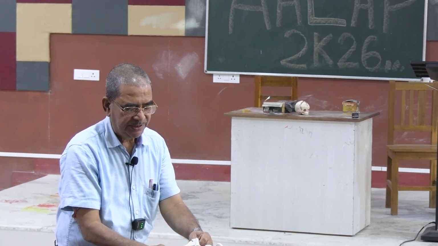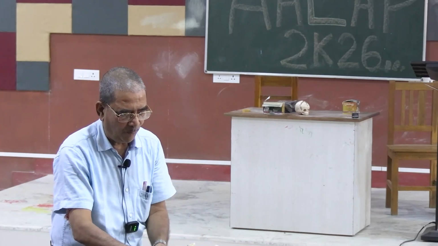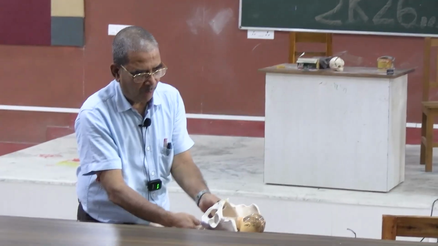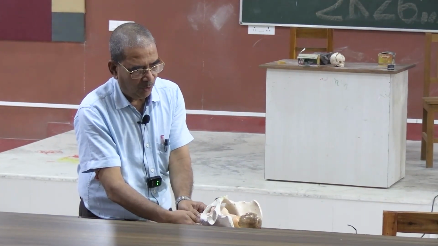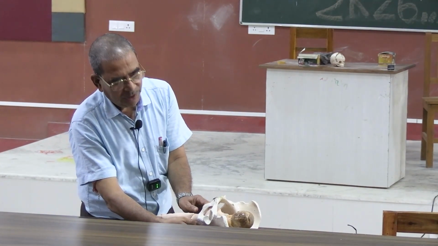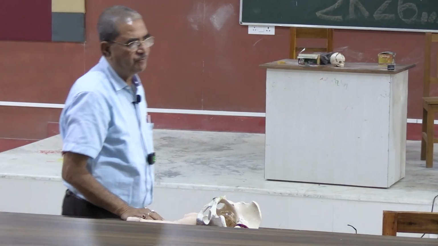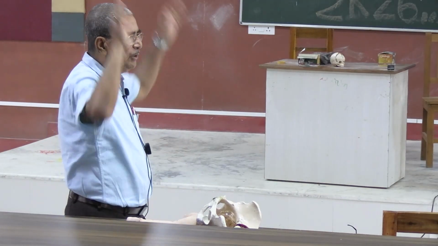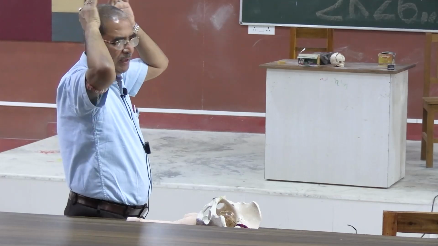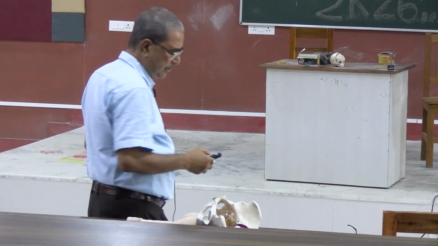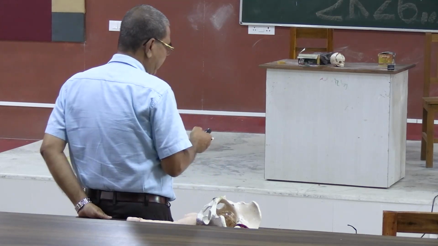Just release this, and then in opposite direction you will rotate this way. This will come out. This is called Lovset's maneuver. By Lovset's maneuver, you can release the extended arms. This is Lovset's maneuver.